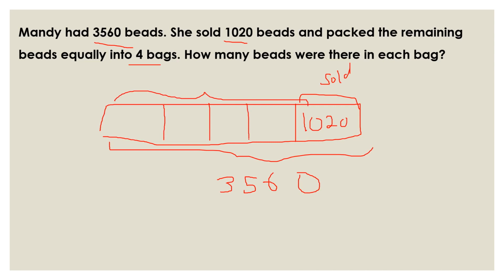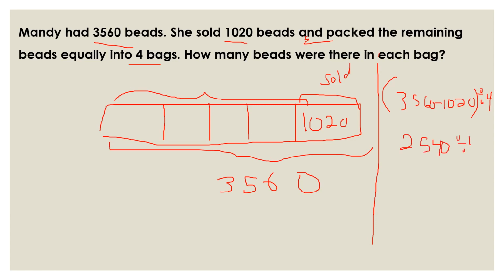Then how to solve the problem? So you have to subtract 1,020 from 3,560. Then divide the answer by 4. So 2,540 divided by 4 equals 635.